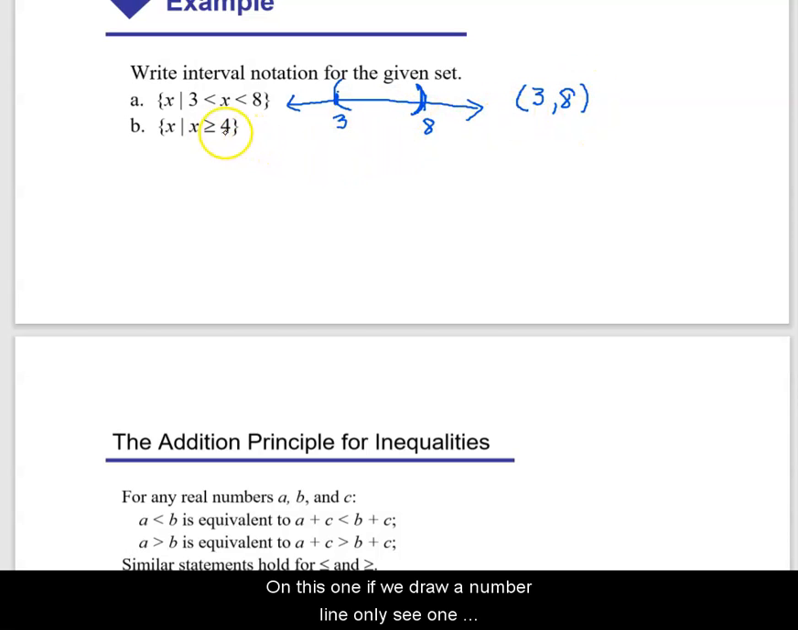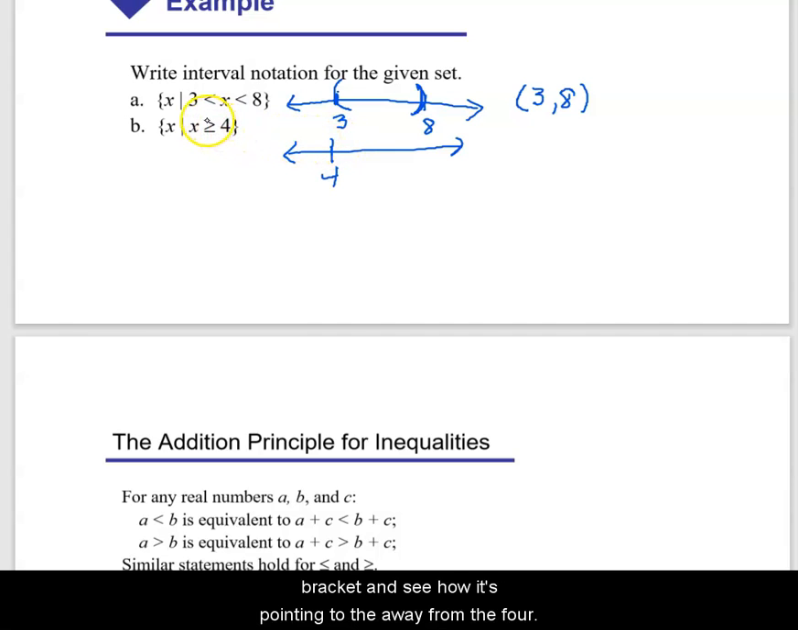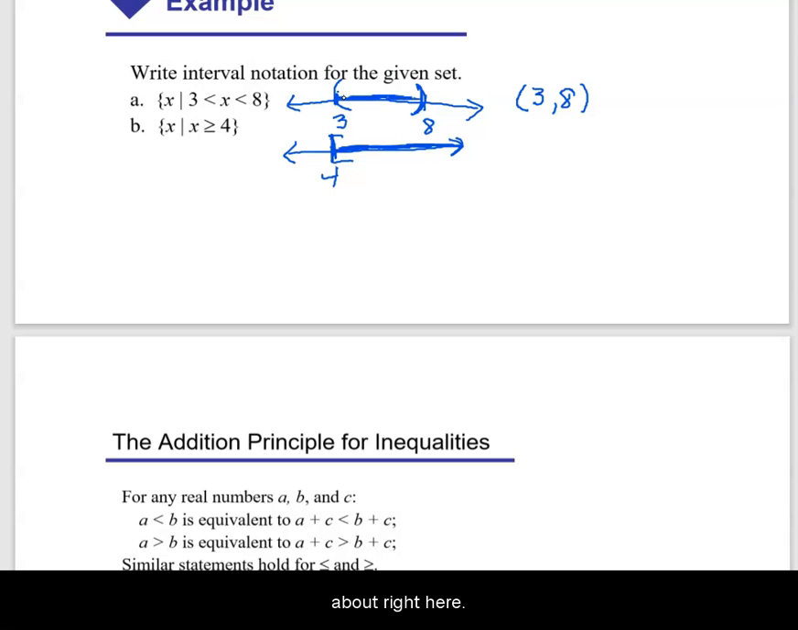Okay, so on this one, if we draw a number line, I only see one number here that we're talking about, and it's 4. So all x's that are greater than or equal to 4, that's important, so it doesn't get a parentheses there, it gets a bracket. And see how it's pointing away from the 4? So we want all things that could be equal to 4 or anything bigger than 4, like 10, okay? These are the numbers that we're talking about right here.